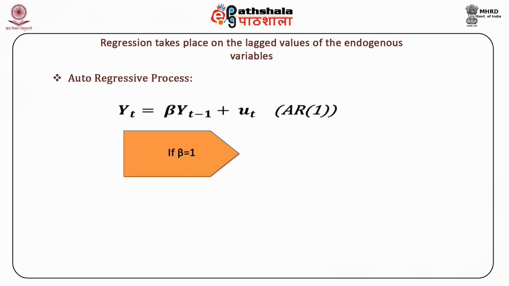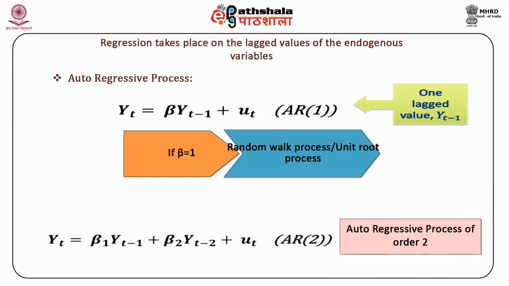Similarly, if our present value yt was based on two past values, that is yt minus 1 and yt minus 2, then it would be considered as an autoregressive process of order 2.